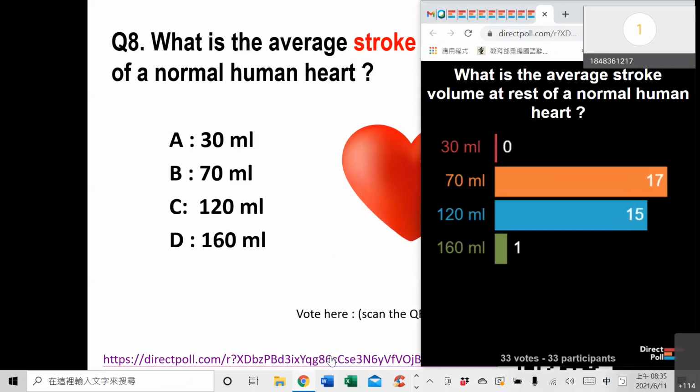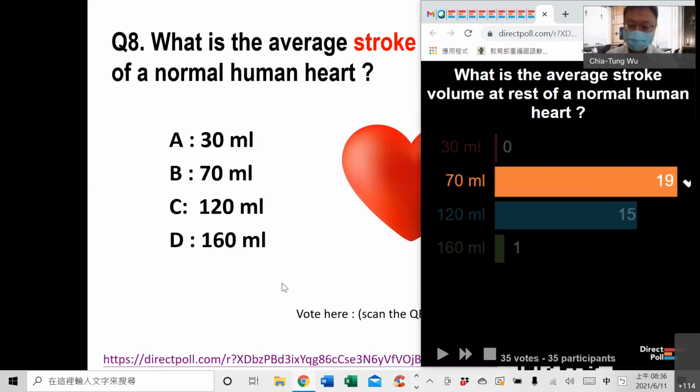I think there are two answers very close, 100 ml or 70 ml. Which one is correct? Come on, give me some response. Okay, the correct answer is 70. I don't have too much time to wait, sorry.